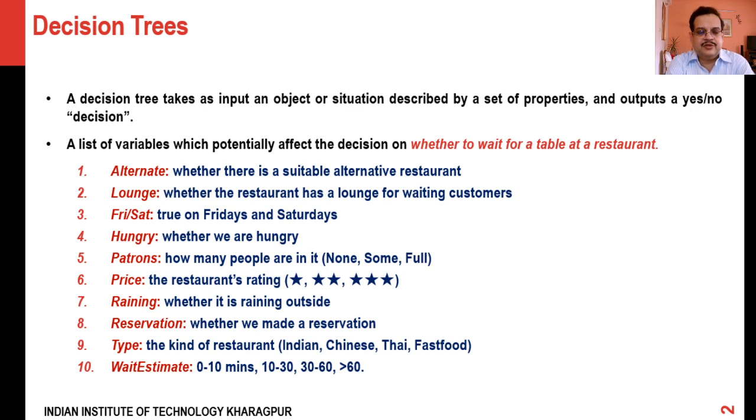The third criterion is whether it's a Friday or Saturday. As you know, on Fridays and Saturdays the rush is more. So if you see there is a waiting queue on Friday or Saturday, then it is unlikely that you will get a table quite soon. So based on that, you may decide to go to another restaurant, whereas on a Monday or a Tuesday you may decide to stay at the same restaurant, hoping that the rush is not so big.